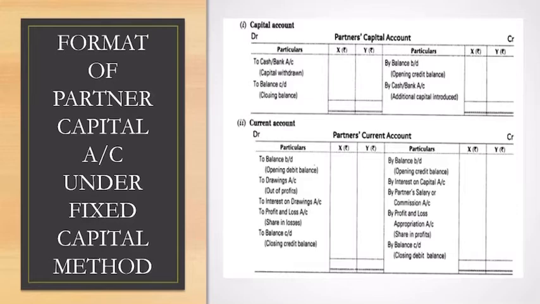Coming to the partner's current account, here we can observe the opening balance on both the sides. It can be on the debit side or on the credit side. To the credit side, we can observe all the amount payable to the partners or the partner's claim on the interest on capital, their salary, commission, and their share of profit in the form of the profit and loss appropriation account. And to the debit side, we can observe drawings, interest on drawings, and if there is any share of loss. And again, on both the sides we can expect a closing balance. It can be on the debit side or on the credit side.